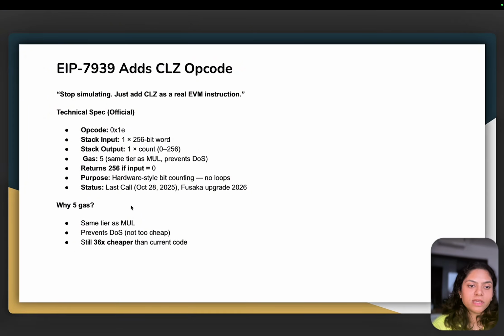Why gas 5? Same tier as MUL. MUL means multiply. It prevents DoS, denial of service attacks, is not too cheap, and is still 30x cheaper than the current code. So if you are a smart contract dev, here's all the technical spec. This is important because it's not too cheap to cause a DoS, but far cheaper than the current hacks. EIP authors say it's around 36 times cheaper and 90% smaller bytecode than the current emulation. So it's literally a free performance upgrade.